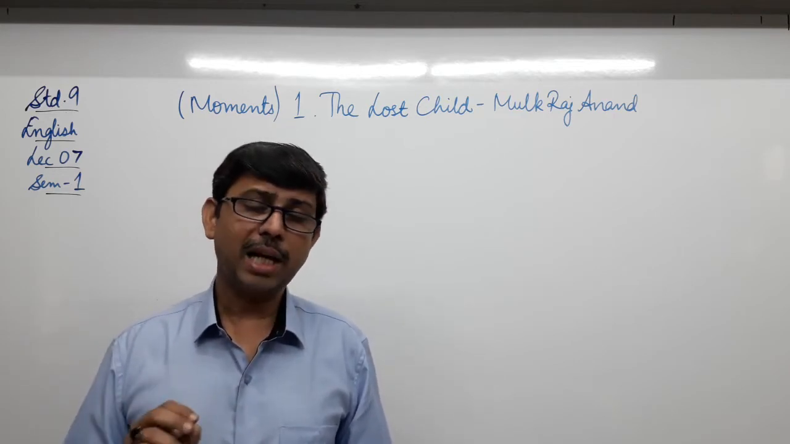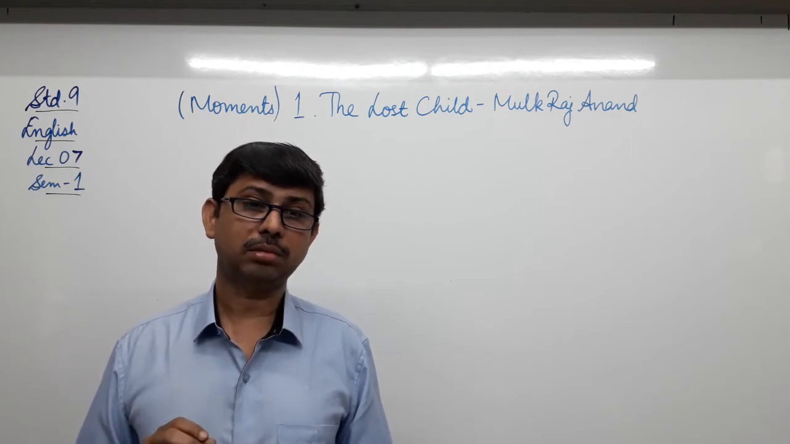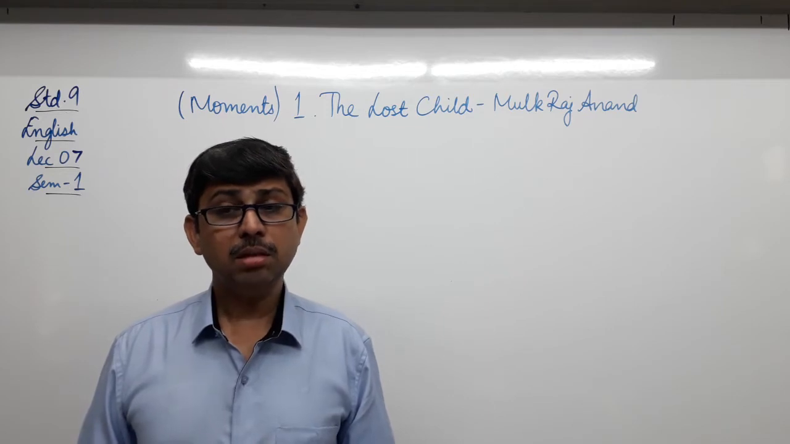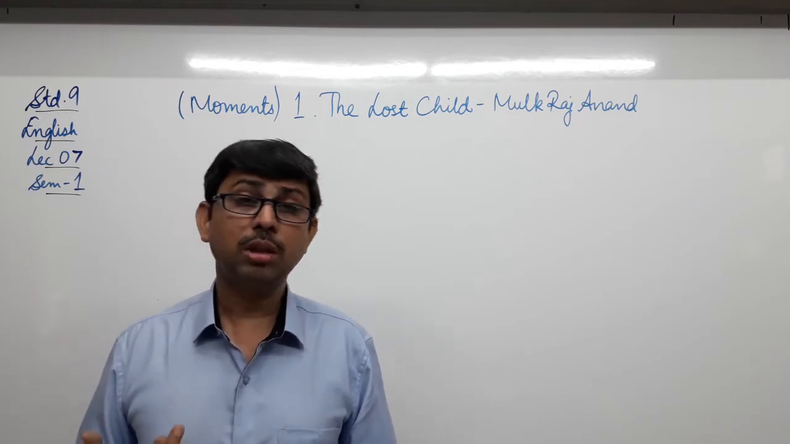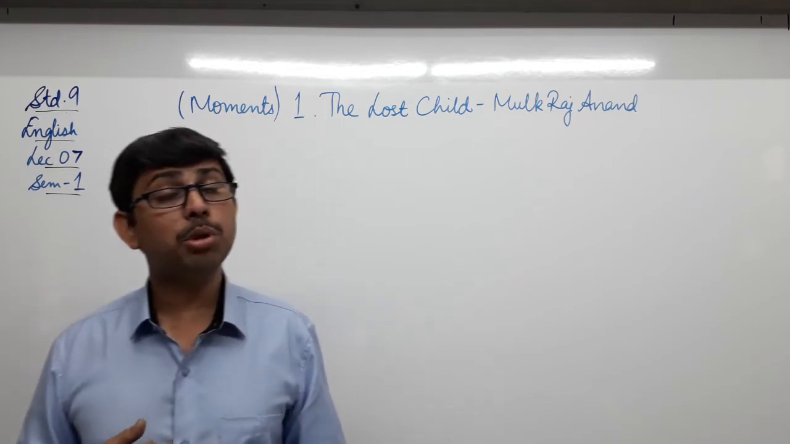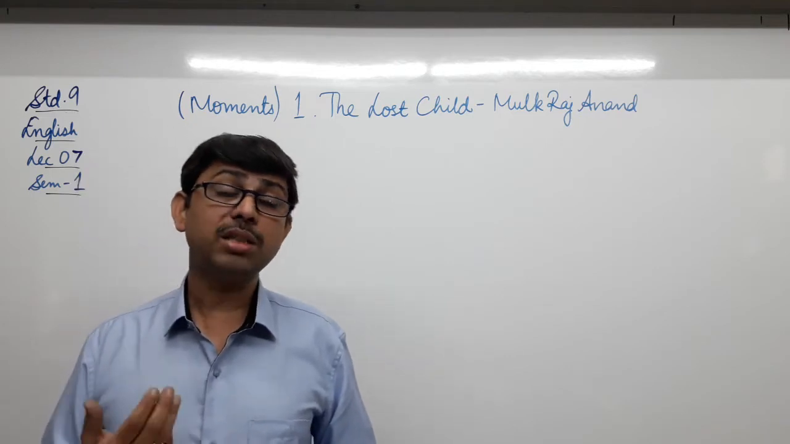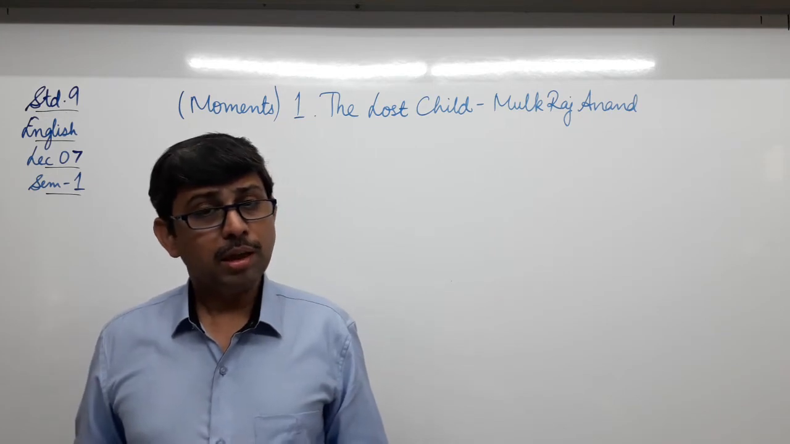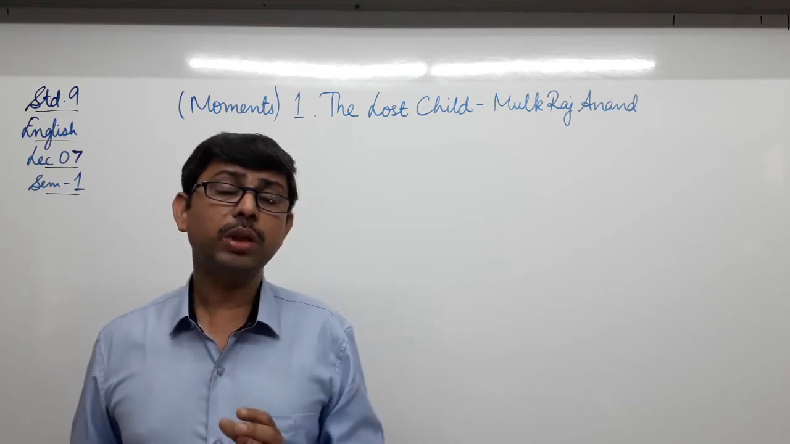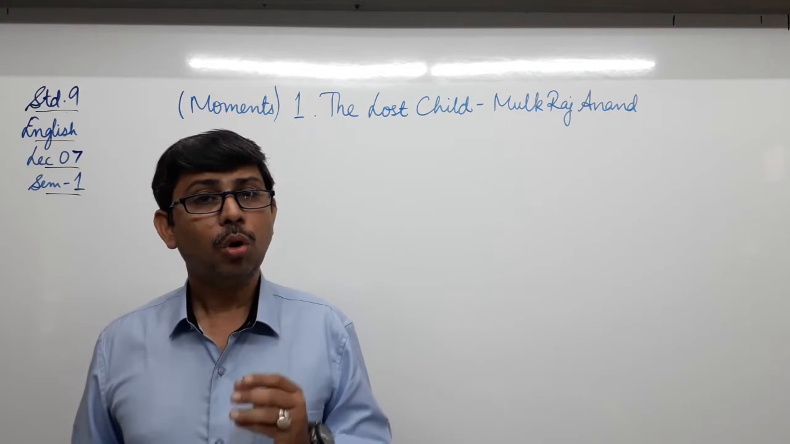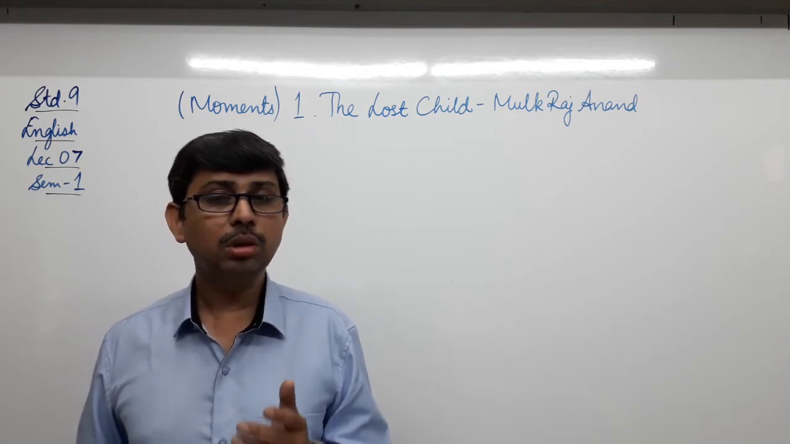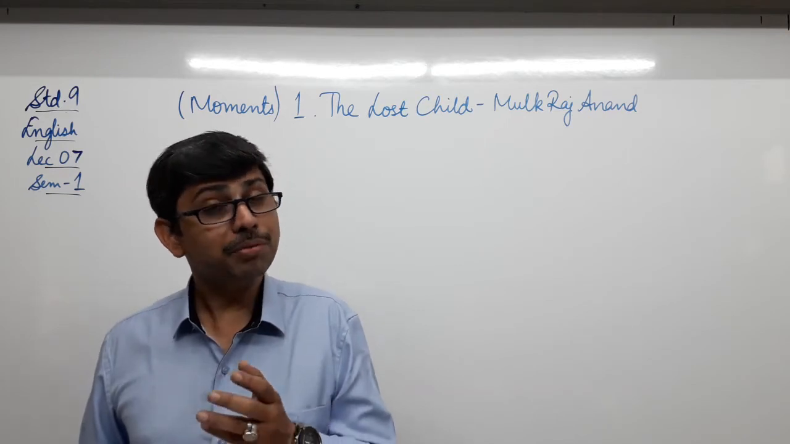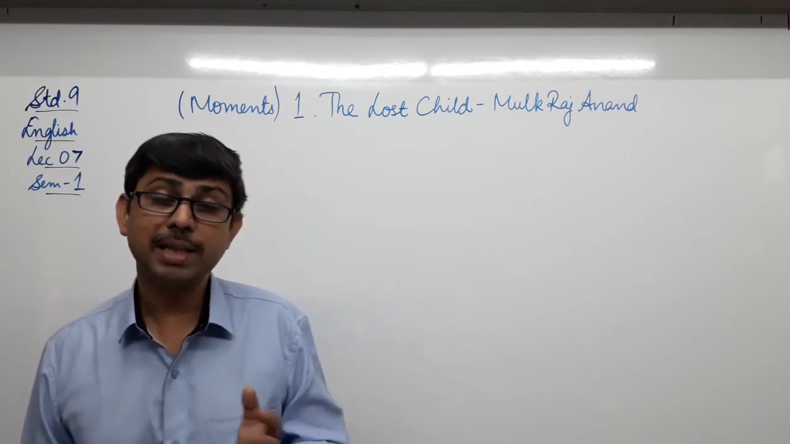showing a child who gets lost in a fair and gets separated from his parents, and probably it is not told to us by the end of the story whether he was able to reunite with his parents. So it's going to be a very interesting story about a child whom Mulk Raj Anand has shown is from a poor family and has got a number of desires, just like you children have got desires, isn't it?